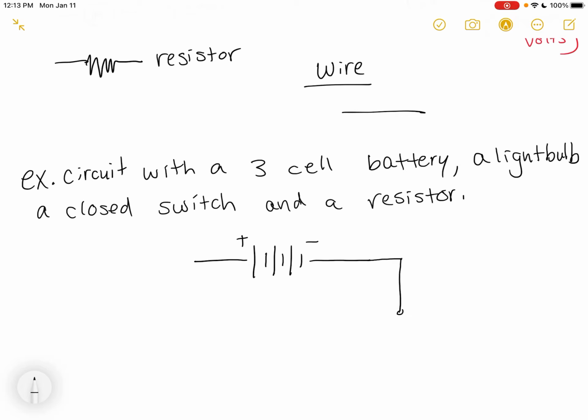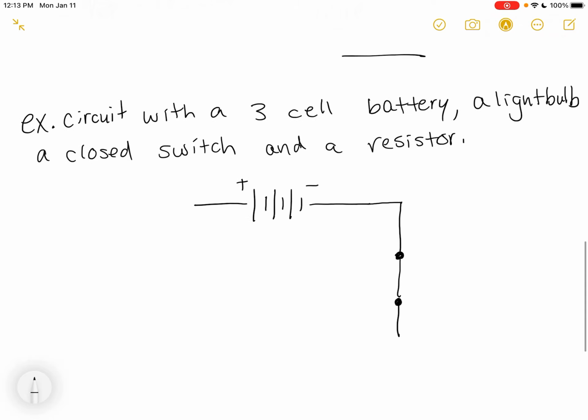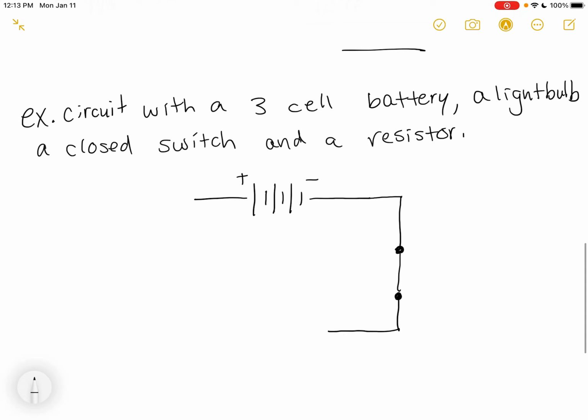So we're going to have a closed switch. So that will be our closed switch. And then we're going to have a light bulb. So we'll put our light bulb in there. And then we're also going to have a resistor. So we'll have our resistor there, and then we go back to our battery. So circuits have to be closed loops, but we draw them with straight lines. Okay, so if you want to change direction, you can change direction, but you want to change direction at 90 degrees.